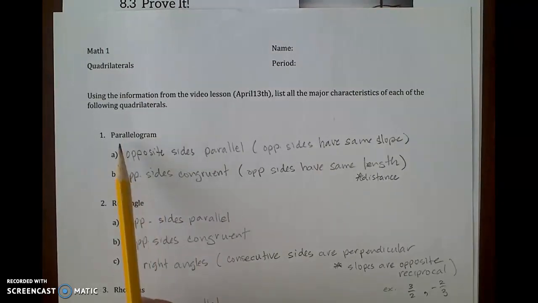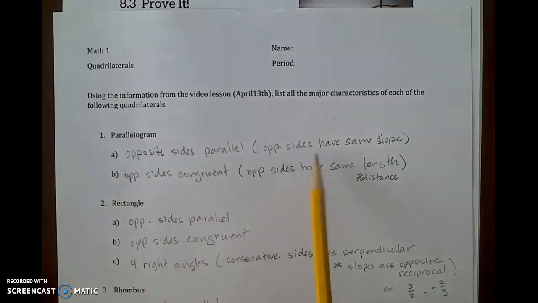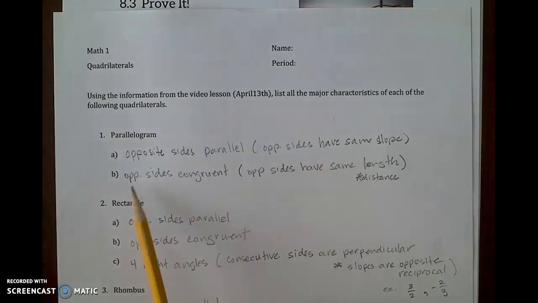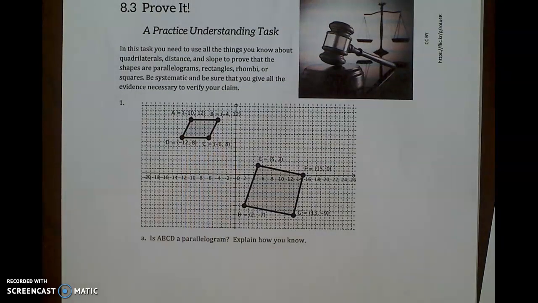Since we're asked the question about a parallelogram, we need to try to prove if these two characteristics exist for that figure. A parallelogram has opposite sides parallel, meaning the opposite sides have the same slope, and the opposite sides are congruent, which means the opposite sides have the same length, aka distance. Those are the two things that we need to be able to show for problem 1a. Is this a parallelogram?